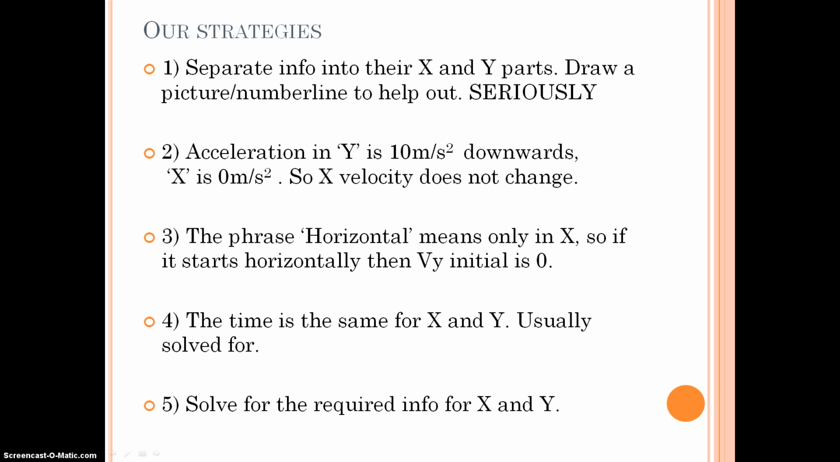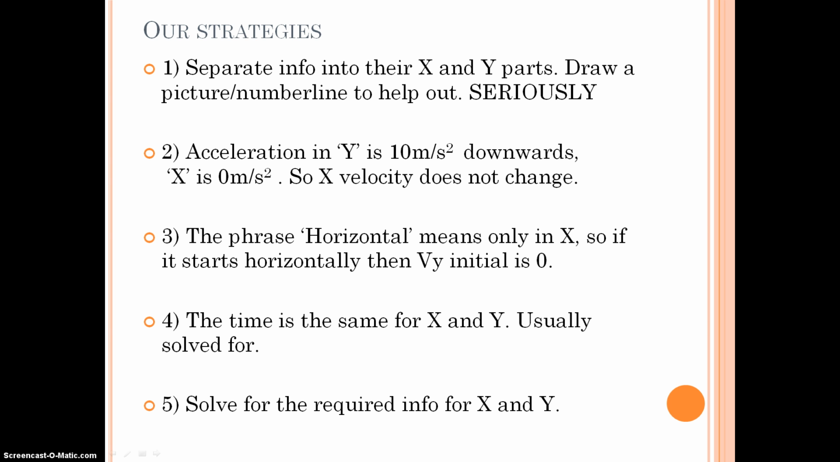Number 3, key phrase: horizontal means it only has forward motion at first. And since you're only moving forward at first, there's no up and down motion that first moment it's in the air. So the y initial velocity is 0. The x initial velocity is just the velocity it was thrown or shot horizontally. And since it doesn't change, it's just your overall velocity in that first moment. The y velocity will change every moment because of gravity. The x velocity will stay constant.